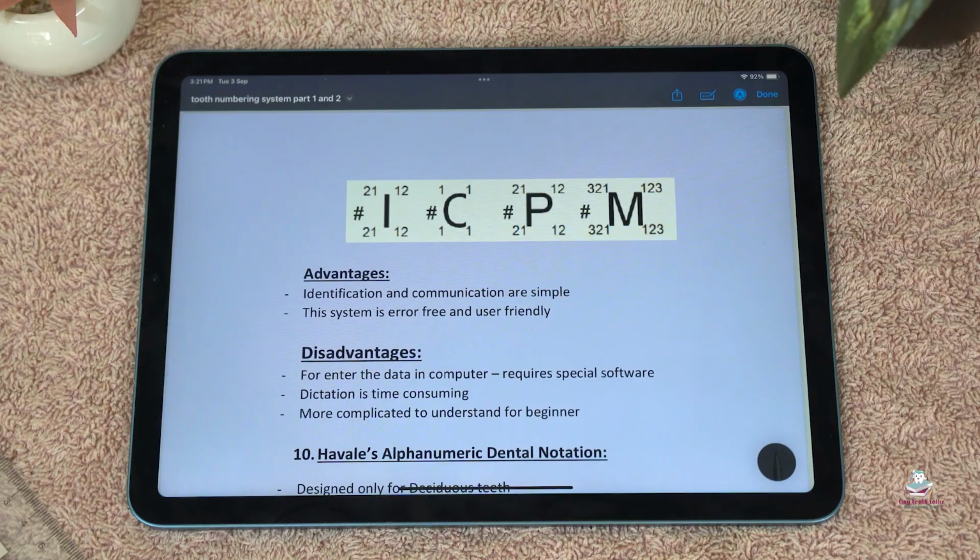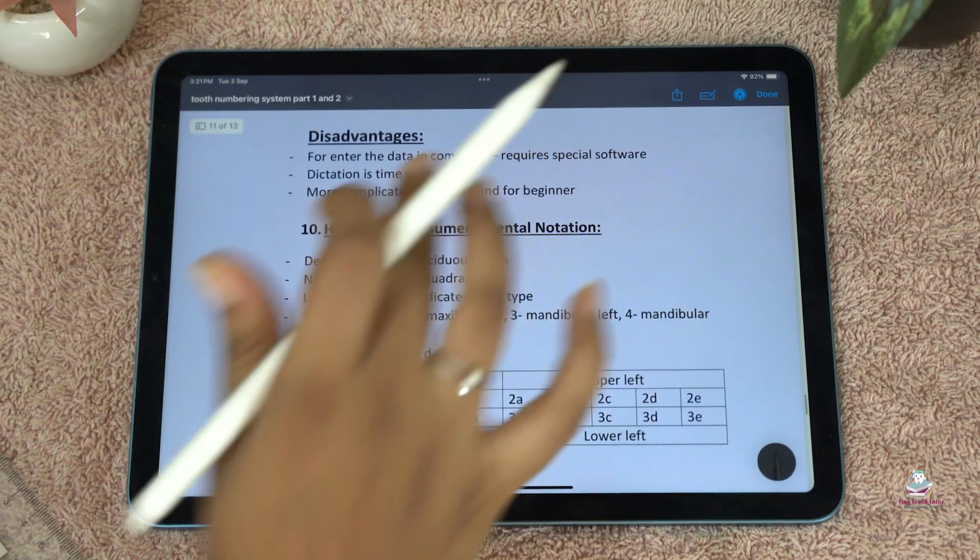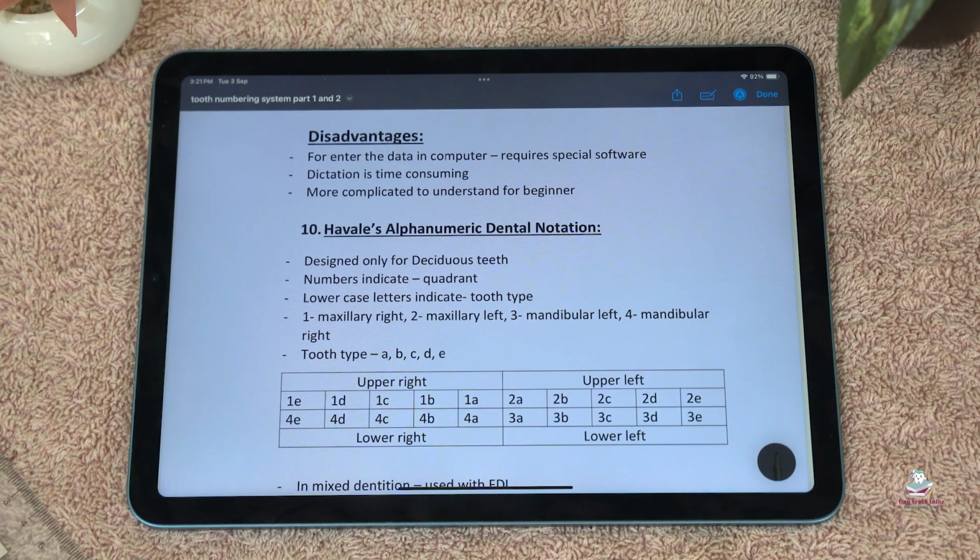Advantages are identification and communication are simple, and this system is error free and user friendly. Disadvantages are that entering the data in the computer requires special software. Dictation is time consuming and more complicated to understand for the beginner.